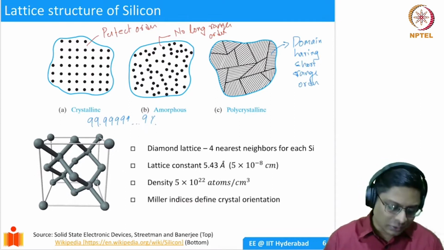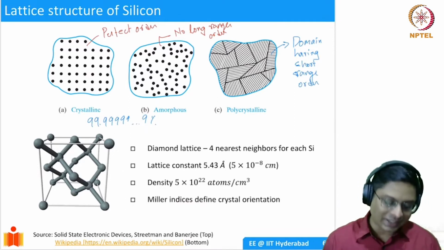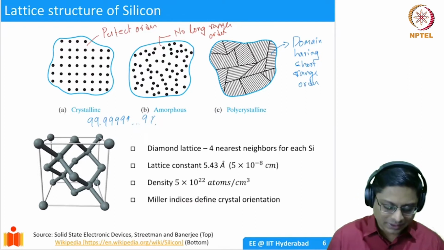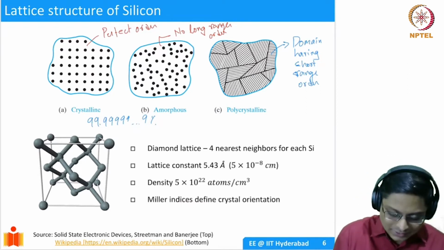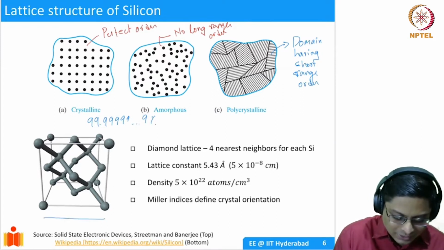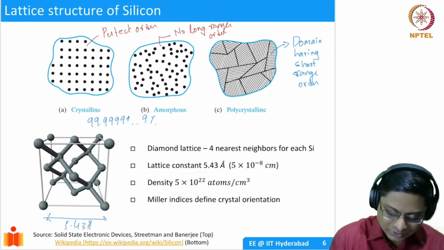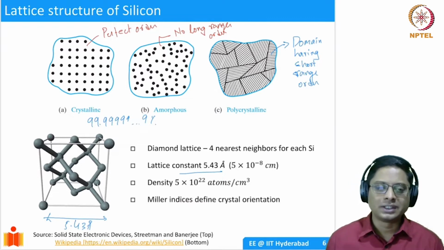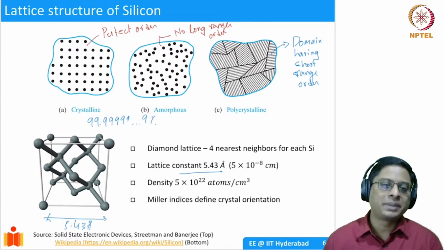And then there are 4 atoms in the interior, along the diagonals of the unit cell. This particular thing is called a unit cell. And this length is called the lattice constant, which is equal to 5.43 angstroms as given here. So this is how silicon atoms are arranged in a crystal. This makes a big difference for us.